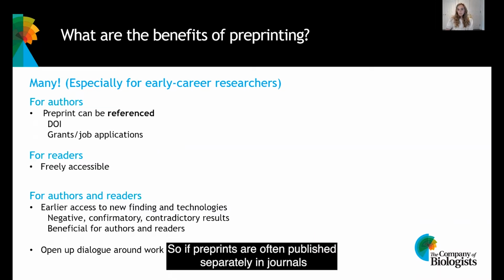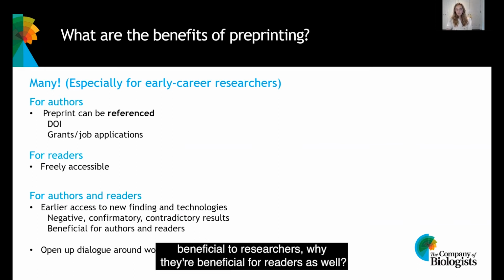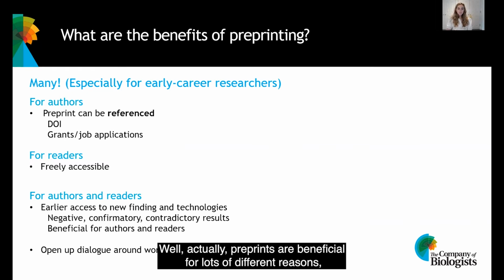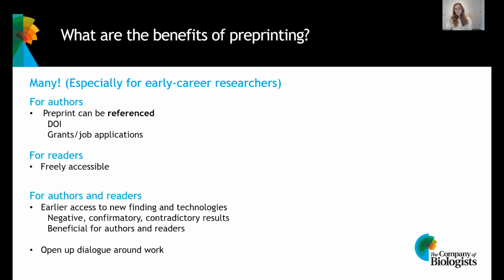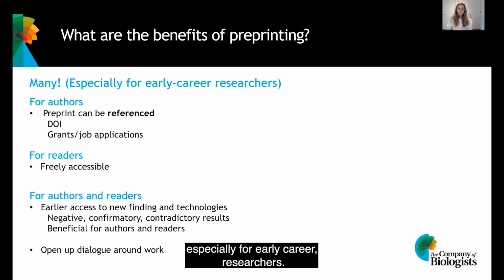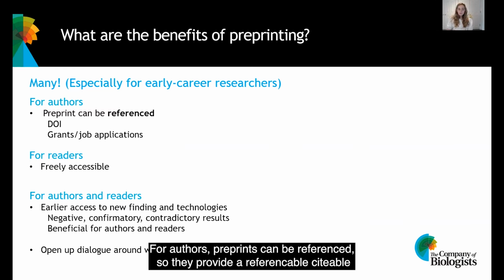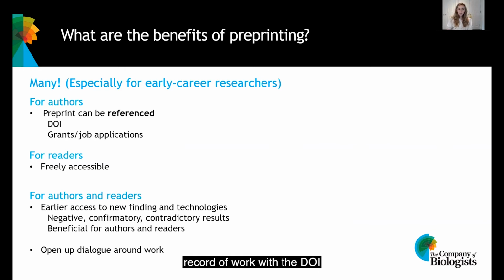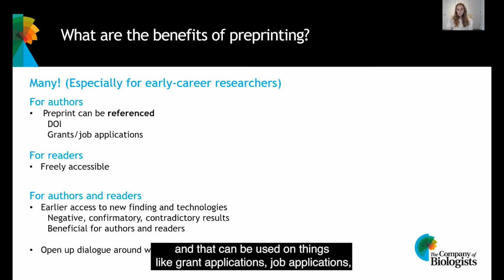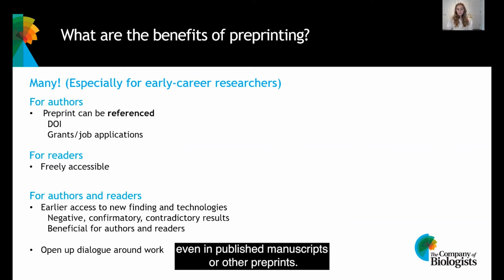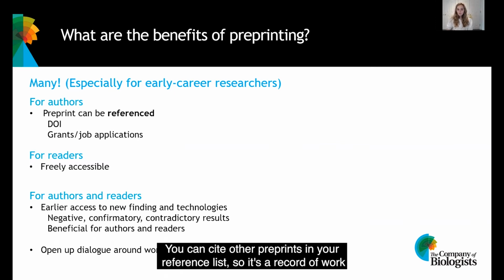So if preprints are often published separately in journals as well as finalized manuscripts, why are preprints beneficial to researchers? Why are they beneficial for readers as well? Well, actually, preprints are beneficial for lots of different reasons, especially for early career researchers. So for authors, preprints can be referenced, so they provide a referenceable, citable record of work with a DOI, and that can be used on things like grant applications, job applications, even in published manuscripts or other preprints. You can cite other preprints in your reference list.